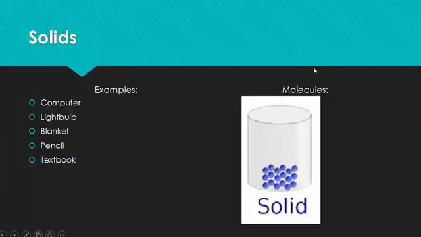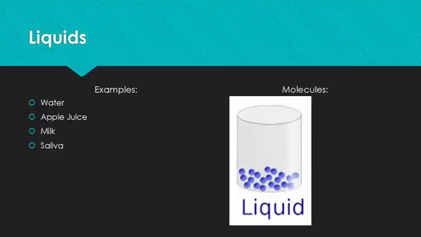As you can see here, to the left are some examples of a solid. These are anything that no matter what container you put it in, they're going to stay the same shape. And if you look on the right, there's an image of what the molecules look like. They're still in that block, no matter what shape the container is.